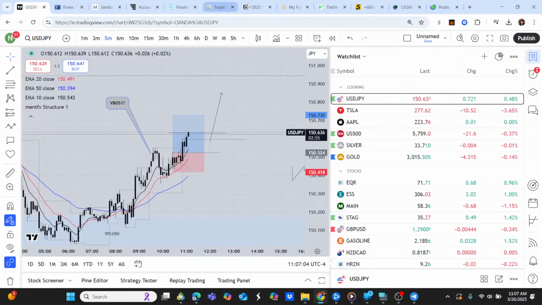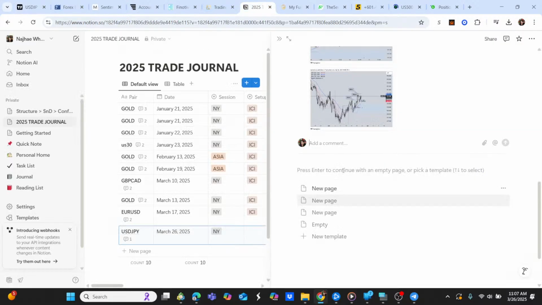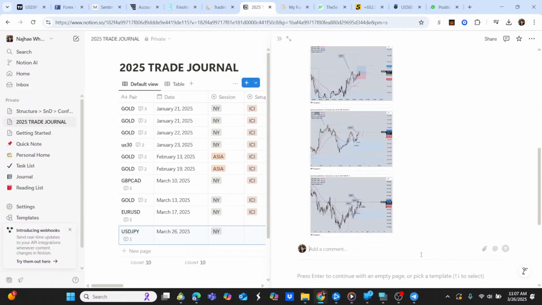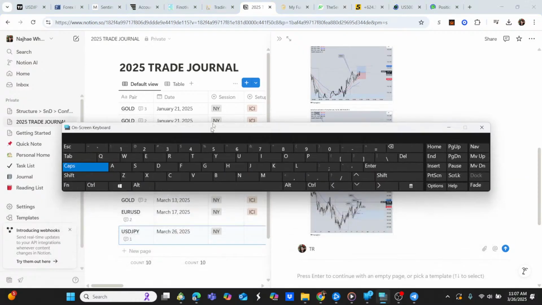So what I'm gonna do is go to my journal now, and I'm just gonna update what I did. So I'm gonna write in trade management. I'll be bringing out this right here. I don't have an A key right now.